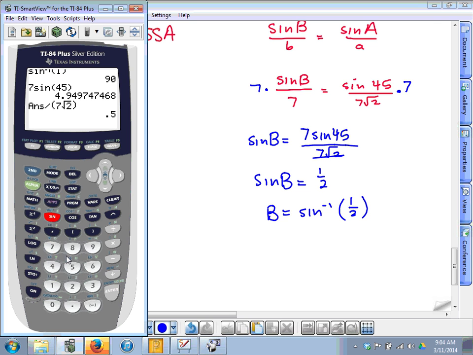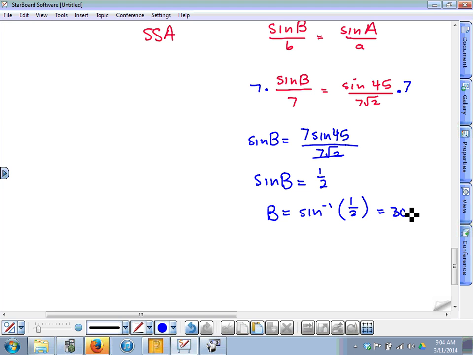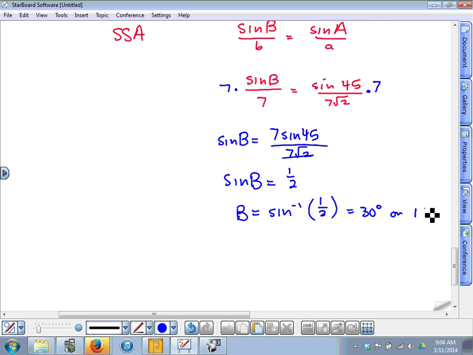So let's type in inverse sine of 0.5. That's 30 degrees. Now we got to think, what other angle would also produce a sine of 1/2? And it's 150. Now we got to decide, do both of them work, or does only one of them work?